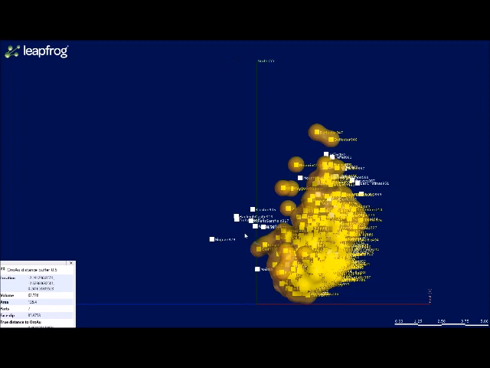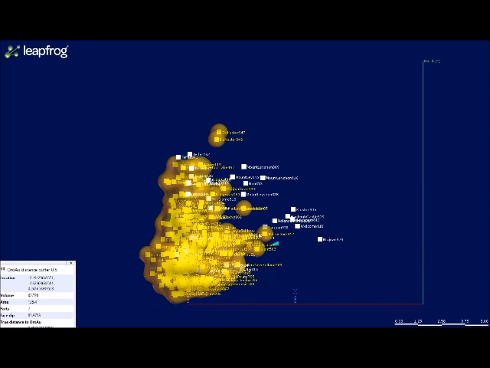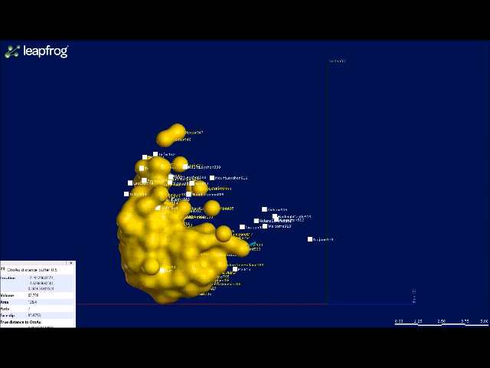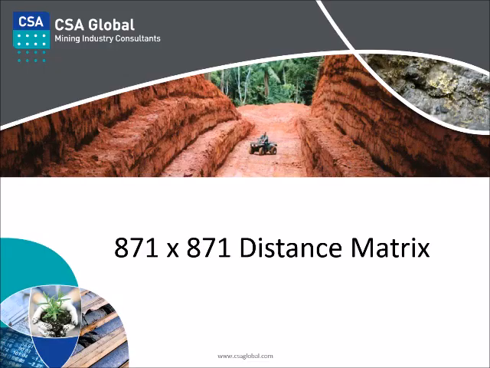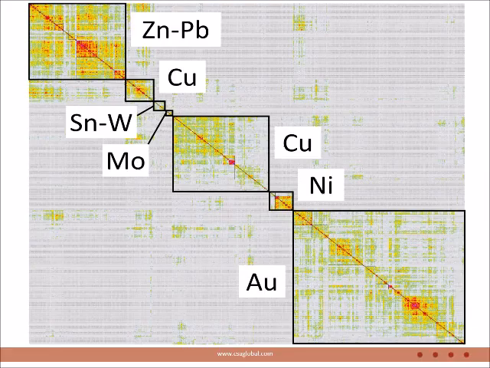It's a bit clunky to do an on-screen demonstration like that here, but I just wanted you to see how the model behaves in 3D. And we'll just look at these different flavours of mineralisation on that 871 by 871 matrix, piece by piece. So that's the summary diagram down in the bottom left-hand corner. And it really does line up into some very neat chunks.